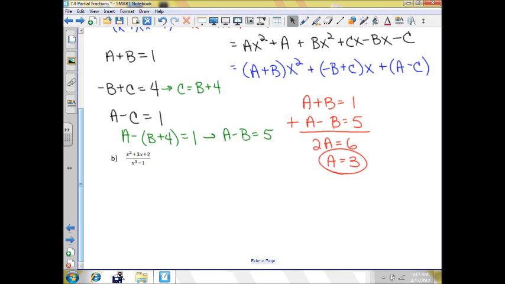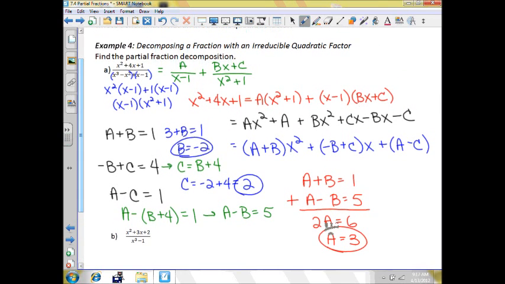So once you solve one of them, you should be able to find the other ones pretty quickly. Now we know that A plus B is equal to 1. That means 3 plus B is equal to 1, which means B is equal to negative 2. And also, since B is equal to negative 2, C is equal to negative 2 plus 4, or 2. So there's your values for A, B, and C. Nice, easy mathematics behind it once you figure out the partial fraction part. So when you rewrite your fraction, we'll have 3 over x minus 1 plus negative 2x plus 2 over x squared plus 1.